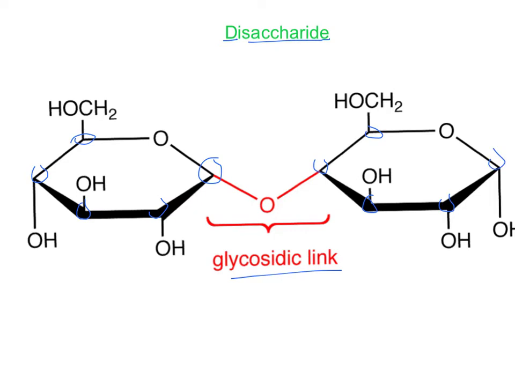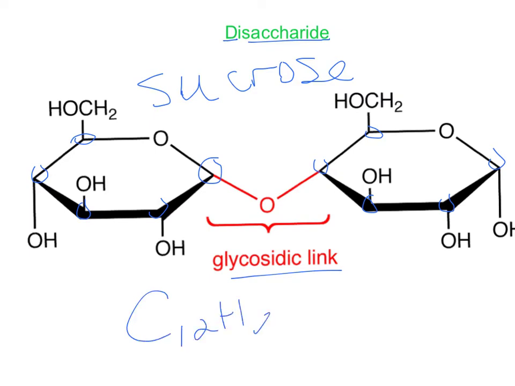When I look at the formula here for sucrose, this disaccharide here is sucrose, which is the sugar you eat. It's the white sugar that we bake with and eat. So the sucrose formula here is C12H22O11. If you notice, that's a little bit off from our 1-to-1 ratio that we said our monomers have, but that's because we had to form this bond here.